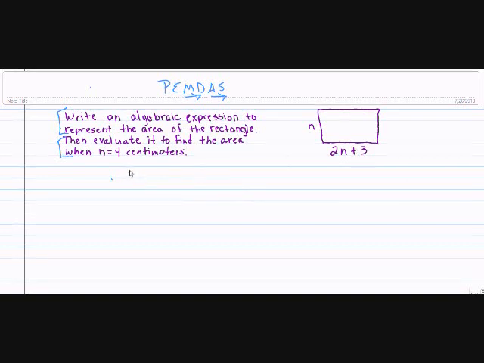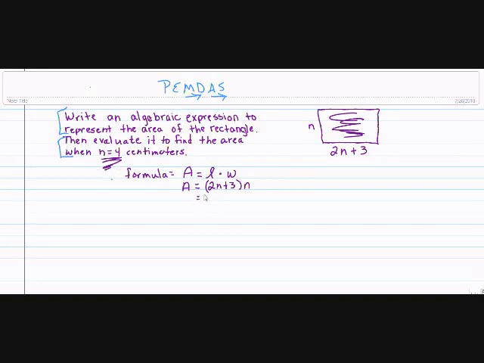Okay, first we need the formula. The formula for finding the area of a rectangle, and that means the inside of a rectangle, is area equals length times width. Now, what's my length? It is 2n plus 3, and my width is n. Okay. Now I'm going to substitute it in for when n equals 4.